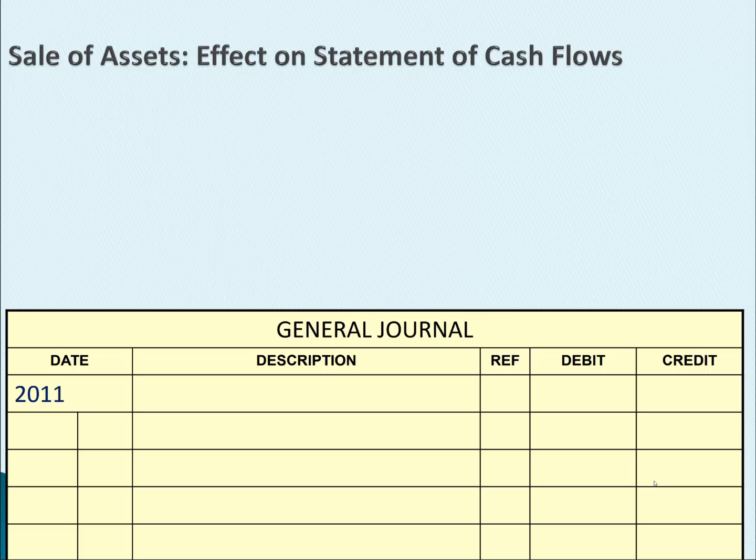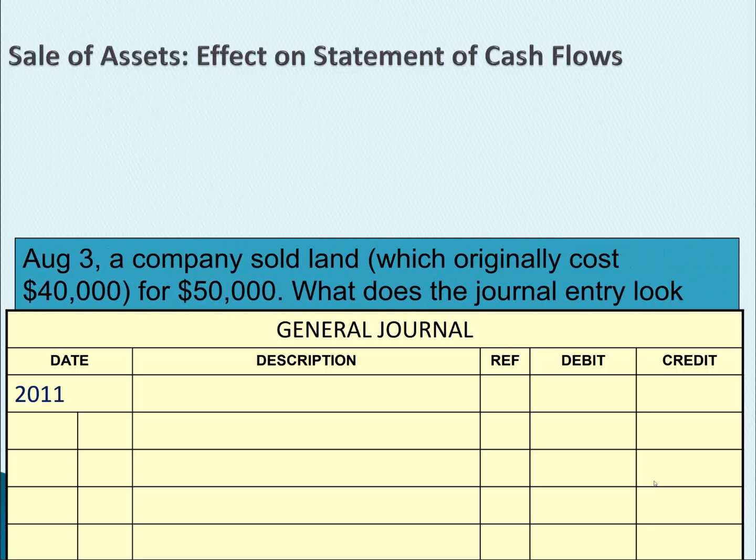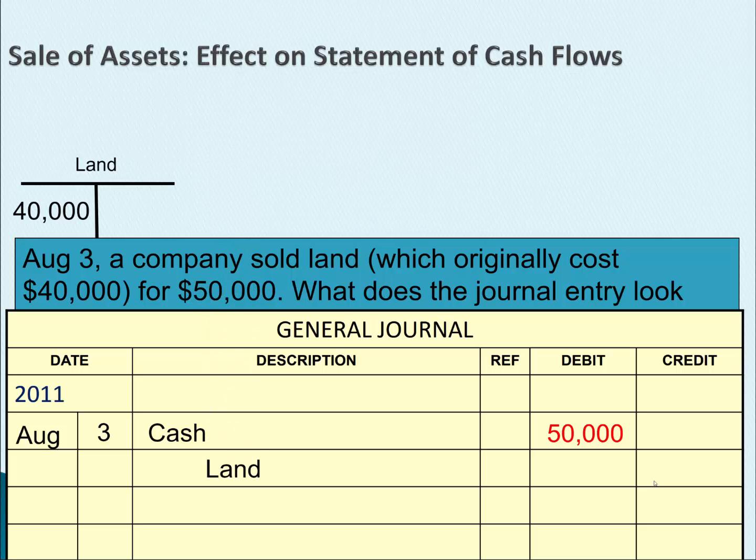Let's assume it's August 3rd and a company sold land. The land originally cost $40,000 and the company sold it for $50,000. What's the journal entry going to look like? Well, we know we're getting cash, so cash is going to go up by $50,000. We know we have to get rid of the land account, so here's the T account for land. How do we get rid of that land account? We have to put $40,000 on the credit side, and we also need to journalize that.